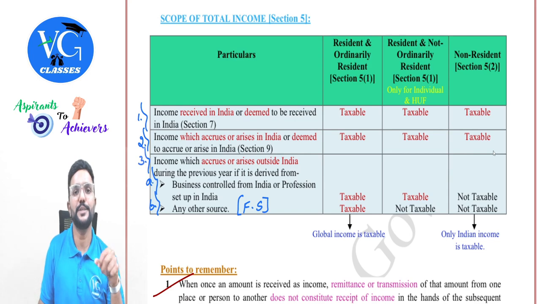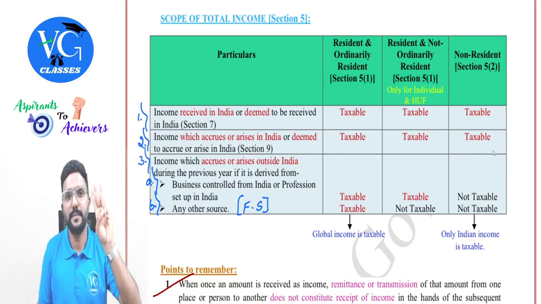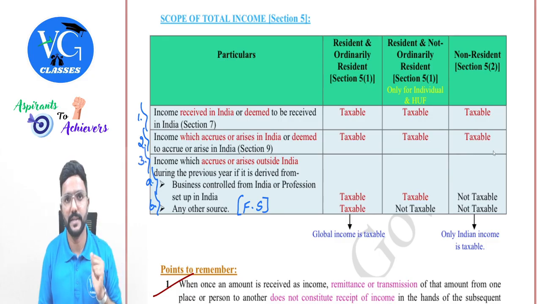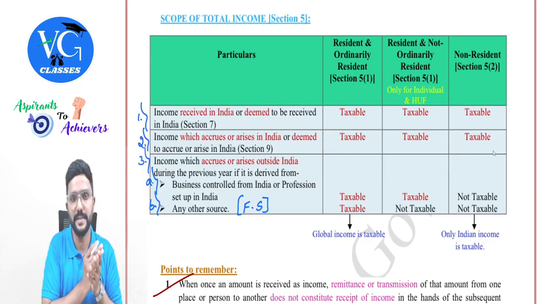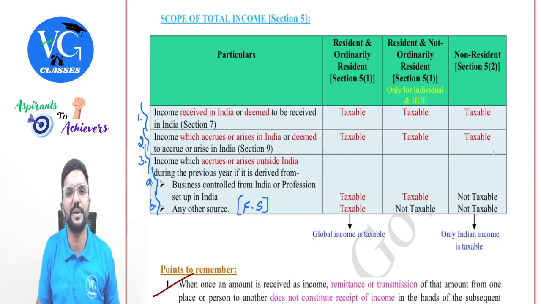For example, assume I have interest on post office savings deposits of 5,000, but it is exempt to the extent of 3,500. So 5,000 is received, minus 3,500 exempt, remaining 1,500. Should we include it in the total income calculation? Yes. And also for this, deduction is available under Chapter 6A.